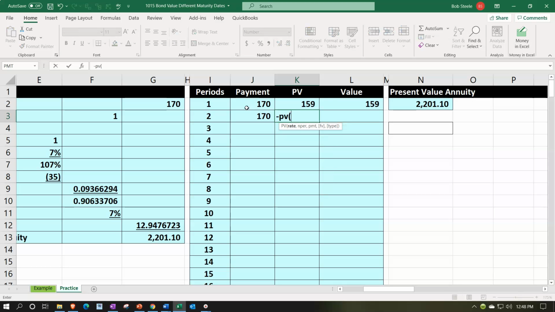Present value, shift 9. Rate is going to be 7% again, 7%, comma, number of periods is going to be 2, comma, comma, future value 170. Prior value plus the current present value we present valued. I'm going to copy this down, 35 payments.